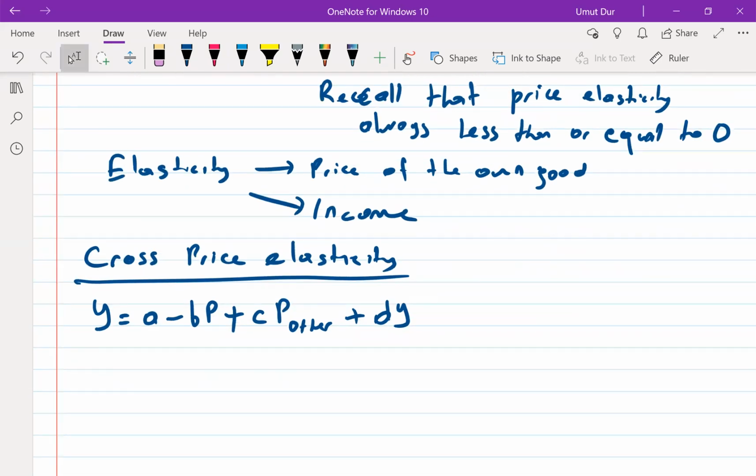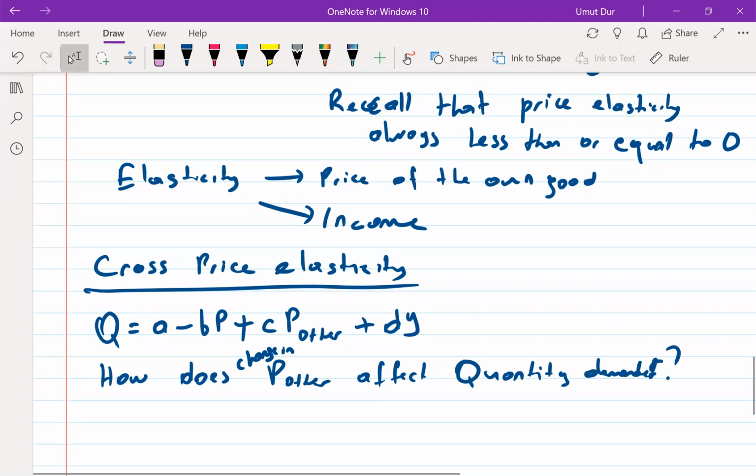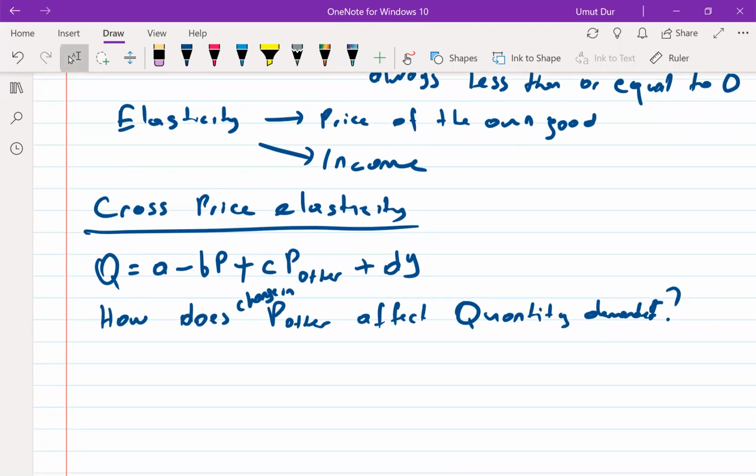we are interested in how the price of the other good affects the quantity demanded. How does P other affect the change in quantity demanded? And actually the logic will be the same.